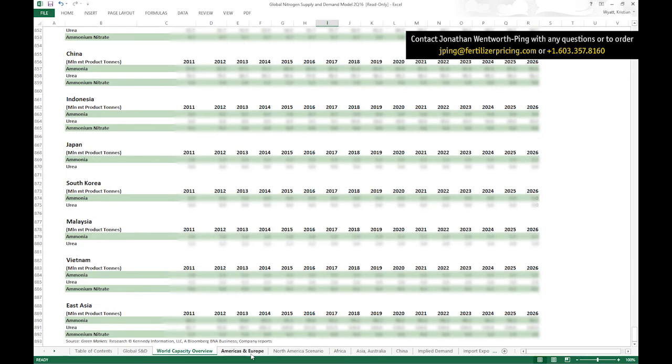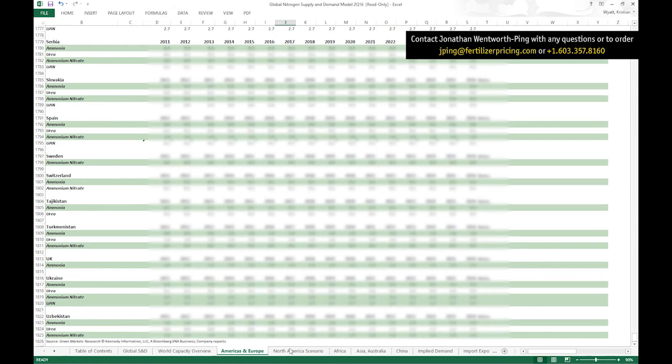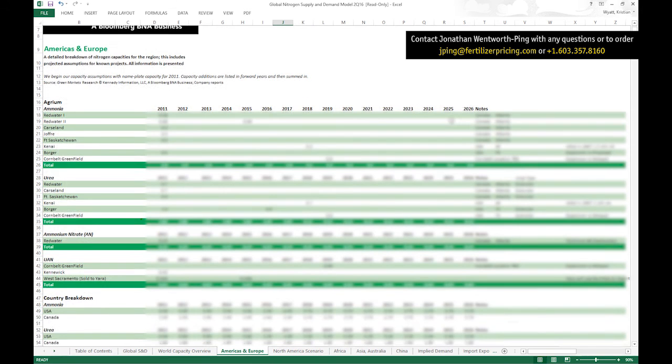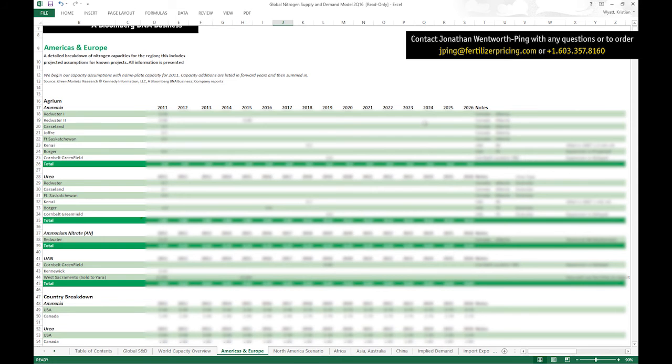Okay, looking down a little further, this is now by producer. Each plant for each producer as well. This is the Americas and Europe, and I'll show you through the others in just a moment. This is capacity with an outlook as well, depending on any current projects that are in the pipeline as well. Again, by product.